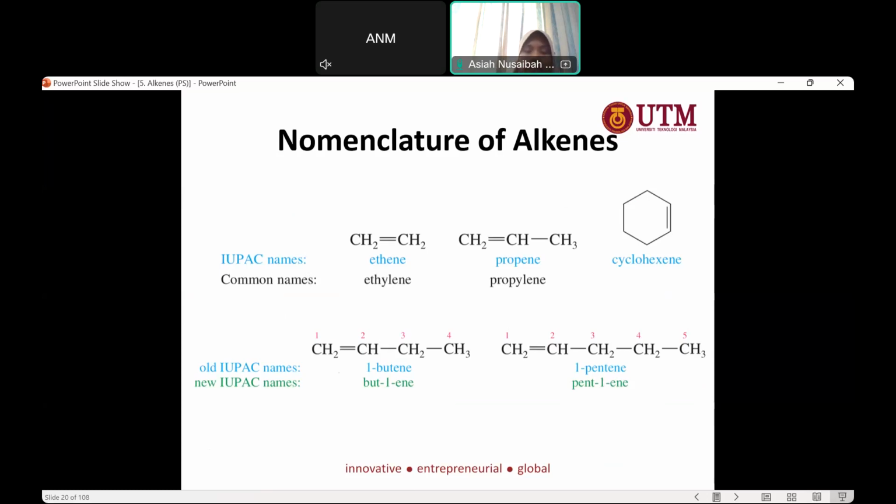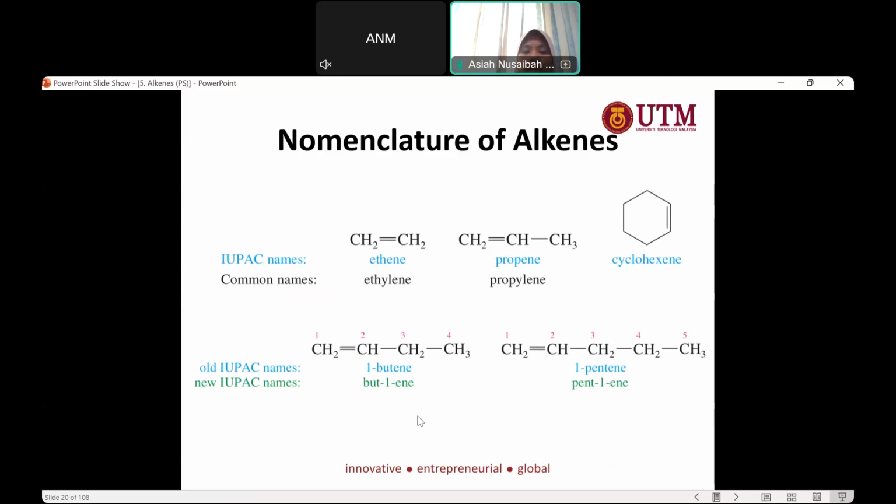Both are accepted. In the blue name, which represents the old IUPAC name, we put the number at the front. So for example, we have here a butene. A butene is an alkene with 4 carbons, 1, 2, 3, 4. Which one will be the first carbon? The first carbon will be the carbon attached to the double bond. So that is why 1-butene. The C having the double bond will be the first C.